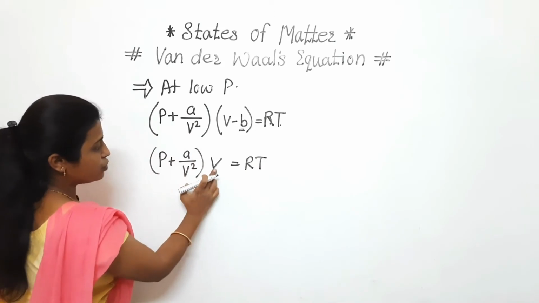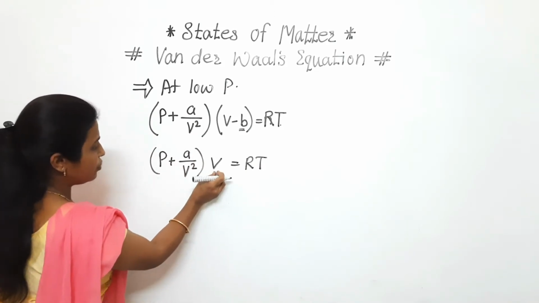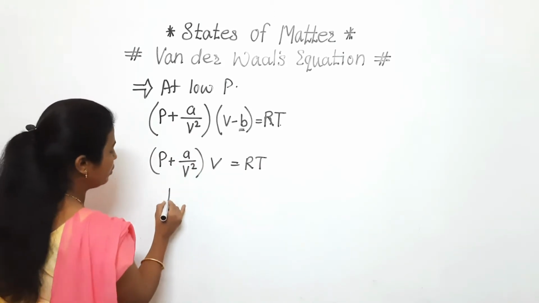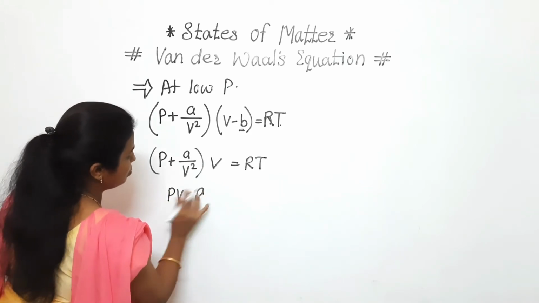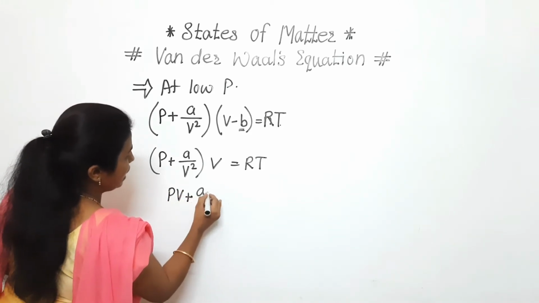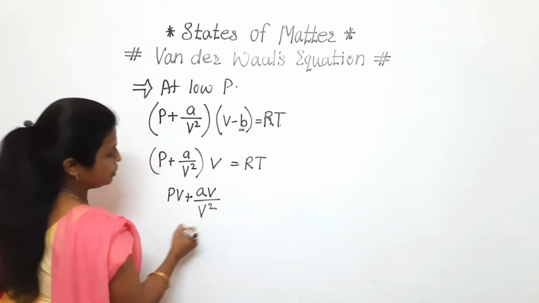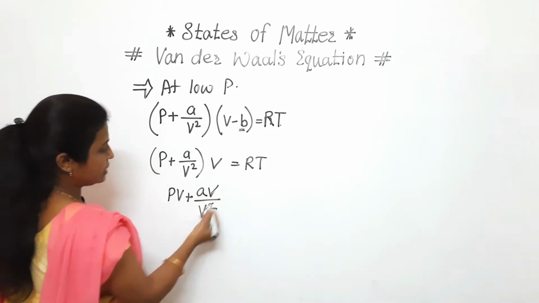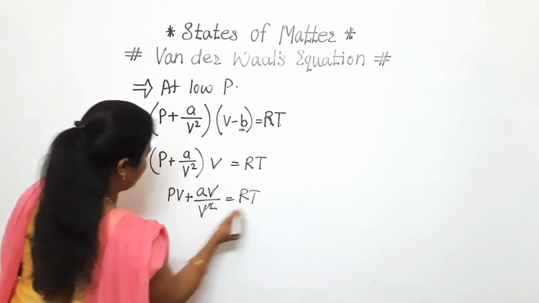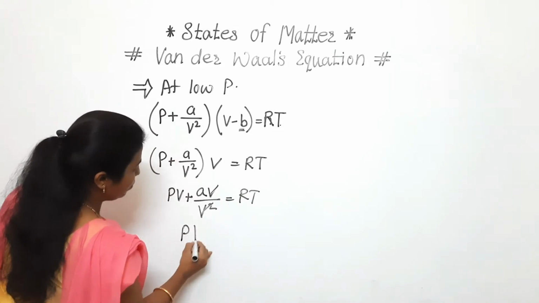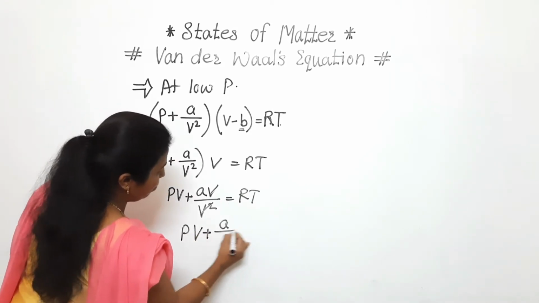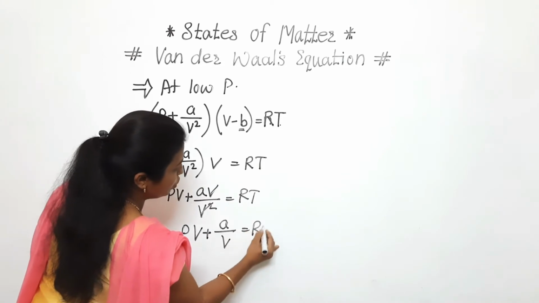Now what are we going to do here? PV, that we are multiplying to that bracket. So that will be PV plus AV divided by V square. Here V and V will get cancelled, is equal to RT. So that equation will be PV plus A by V is equal to RT.